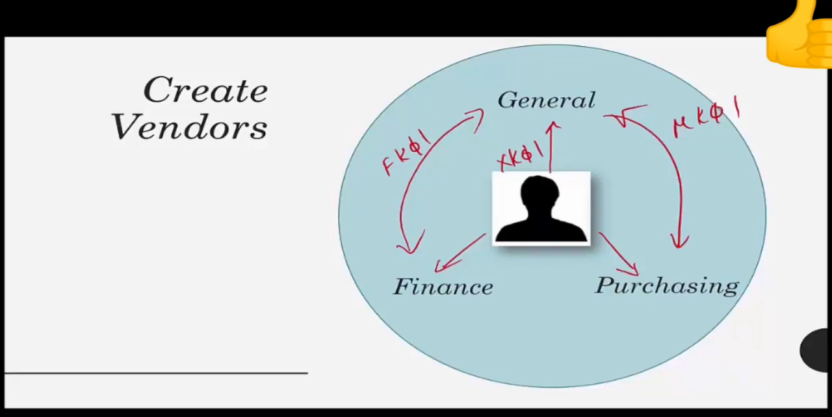And why do we need to separate the views? The reason is simple. The companies have departments. And when a vendor is being created, the finance department creates the finance view. The purchasing department creates the purchasing view. They don't want to crisscross. So that's why we have so many different transactions. And if somebody wants to create all the views together, they can do XK01.